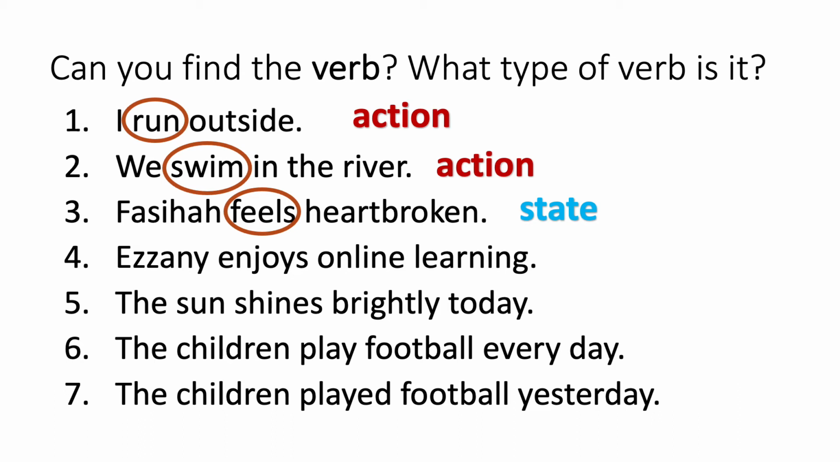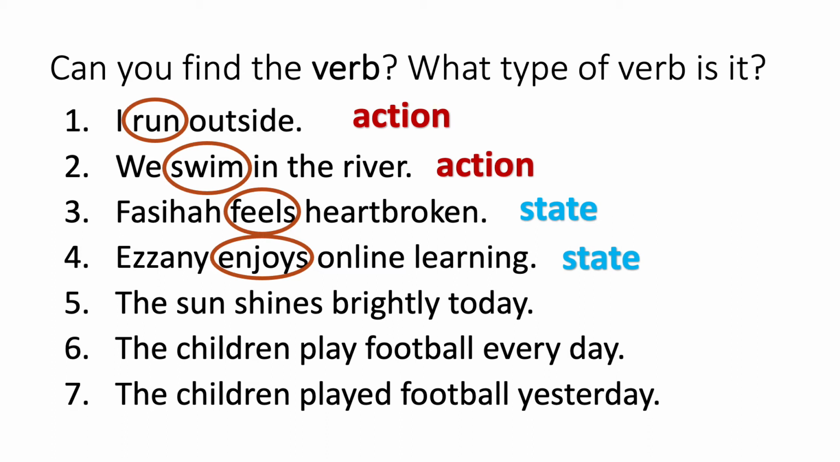Alright? Now, let's look at number 4. Izani enjoys online learning. What is the verb here? Good. The verb here is enjoys. And do you know what type of verb is enjoys? Right again. It is state. Again, it is state because it describes what Izani thinks and feels about online learning. It is not an action. He's not doing anything.